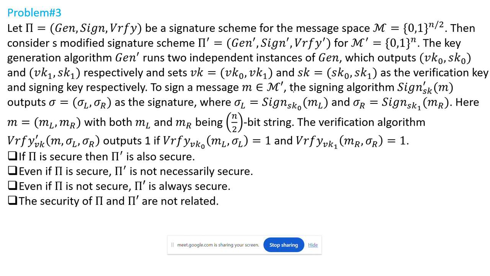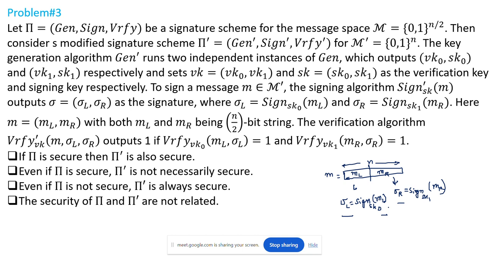Your message m has bit length n and you are treating it as two n by 2 length messages, ml and mr, and you are independently applying the signing algorithm. On ml you apply the sign algorithm with respect to key sk0, which gives you sigma l, and on mr you apply the sign algorithm with respect to sk1. In the verification stage, you just verify whether sigma l is a valid signature corresponding to ml and sigma r is a valid signature corresponding to mr. If both verifications are satisfied, then you say that your signature (sigma l, sigma r) is a valid signature corresponding to m.